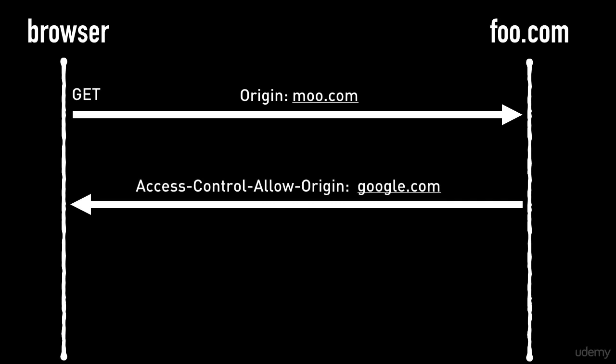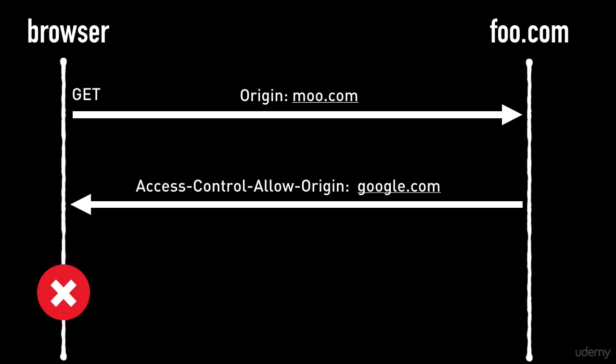However, if foo.com returns a different domain, so perhaps google.com, but specifically something that doesn't match the origin that was sent in the request, then the browser blocks that response from propagating through the rest of your application. Your JavaScript code won't even see that response.